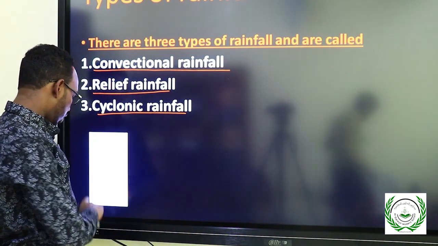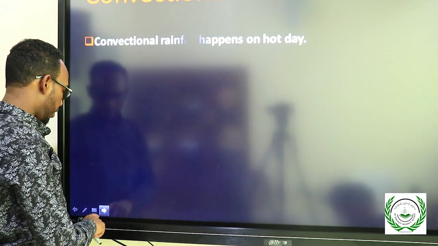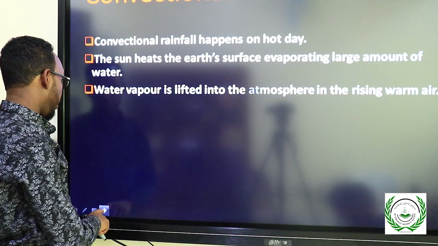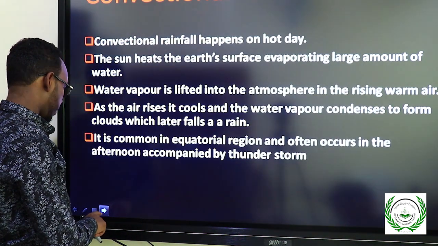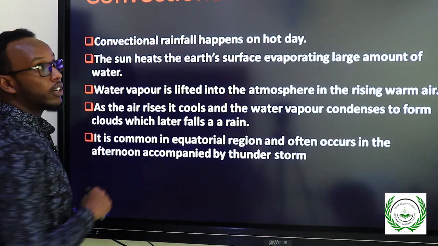So today, inshallah, we learn about the first type of rain. It's going to be a convectional rainfall.